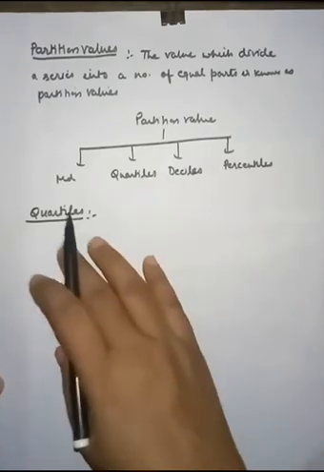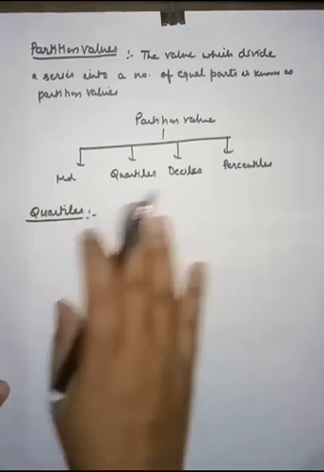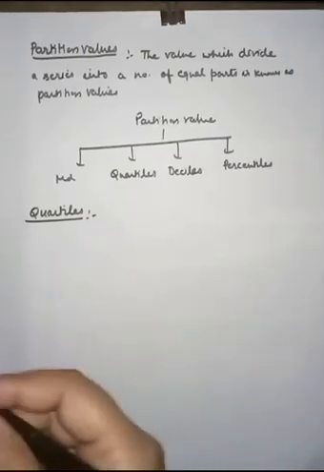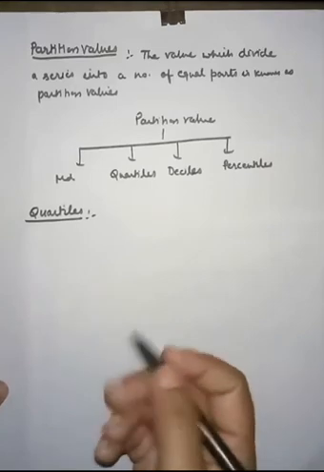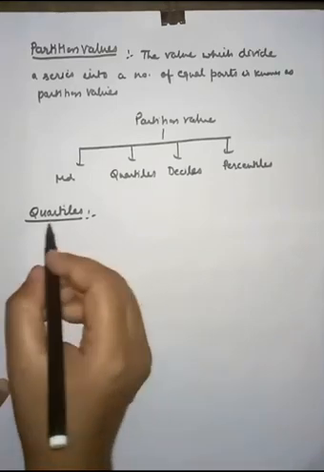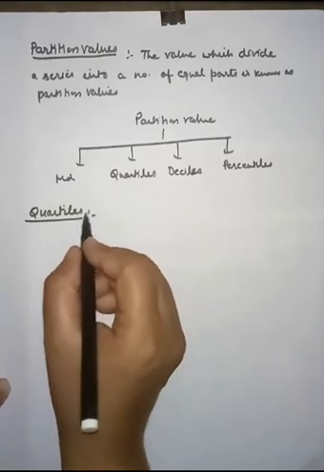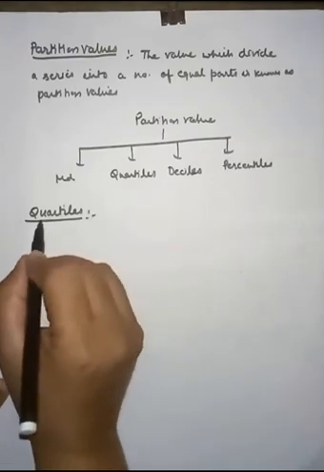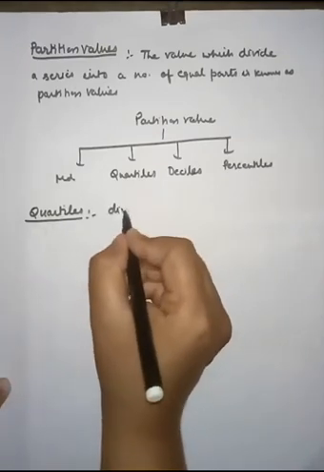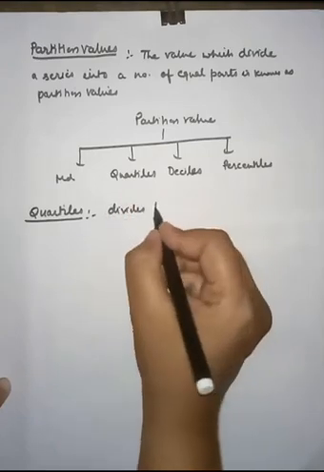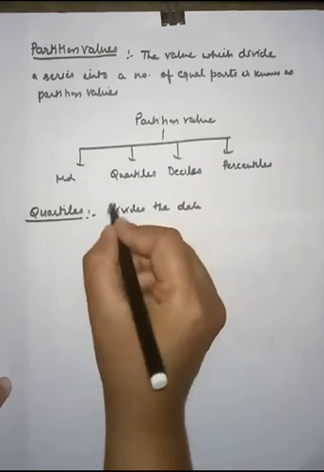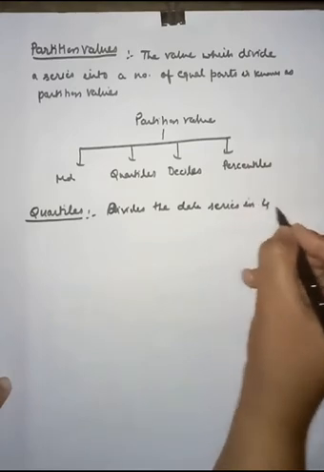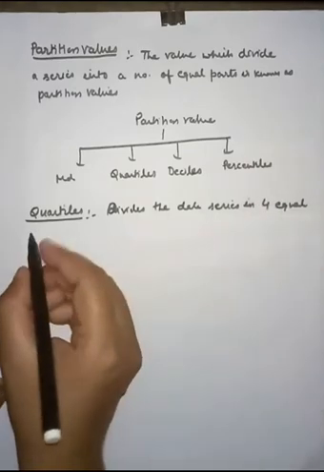So first we see what is the quartile, deciles, and percentile. Then after, how could you calculate the quartile, deciles, and percentile values for a data series, we discuss, right? So what is the quartile? Quartiles divides the data series in four equal parts. As you know, quartile means quarter.